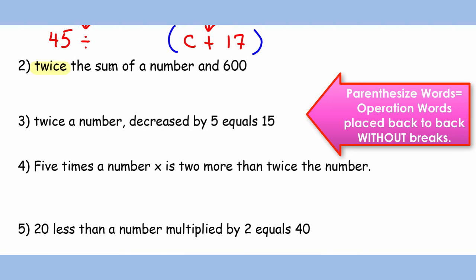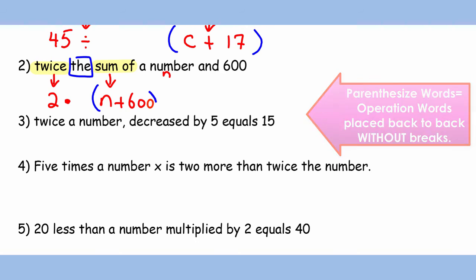2. Twice the sum of a number and 600. To translate this, twice basically means you want 2 times the sum of, meaning we will be adding the number n plus 600. This is another one that needs parentheses because of twice the sum with the back-to-back operations. So we have to group them together.